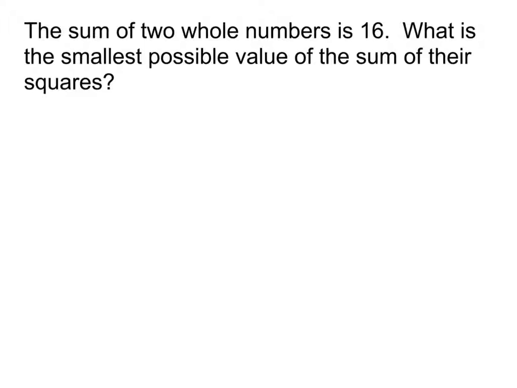So then, next up is to write two equations. Alright, so the first one, I have the sum of two whole numbers is 16. So I need two numbers, so that means two variables. I'm going to be uncreative here and just use x and y. So we're going to say that x plus y must equal 16.